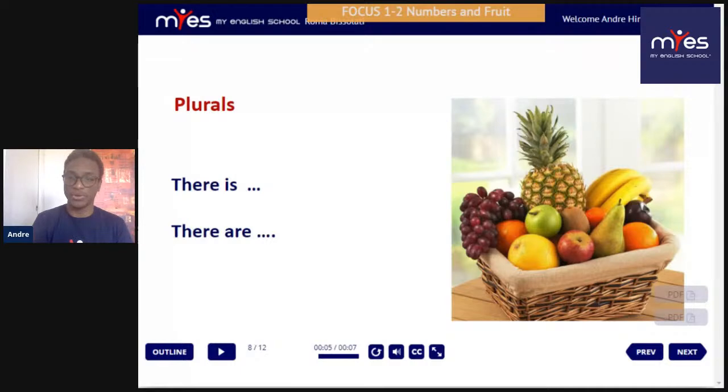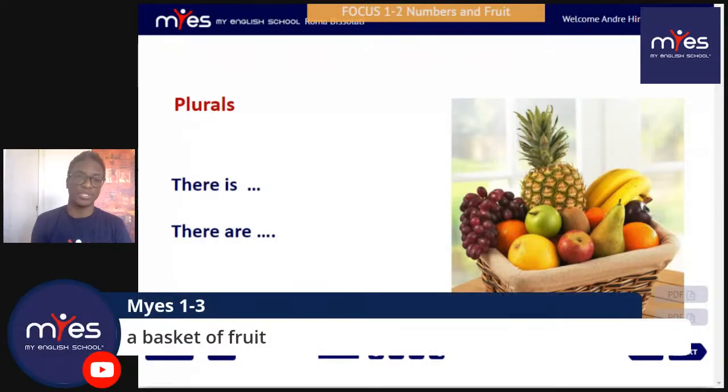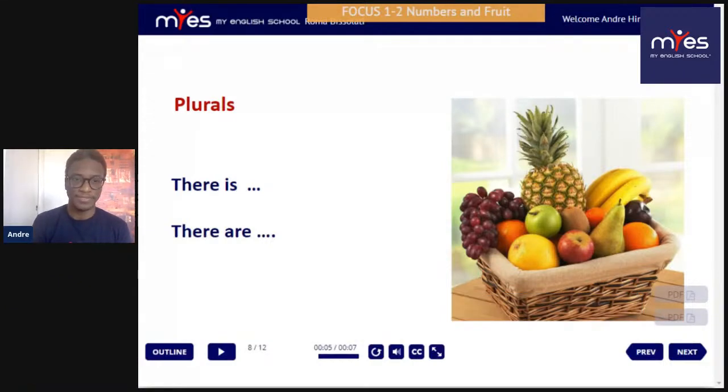Exactly. I'll type it for you. A basket of fruit. So we use the singular because it is one basket. So there is a basket of fruit. Great. So let's look at this basket of fruit and which fruit are in the basket. So we have, there is a pineapple. There is one pineapple. That big one with the green hair is a pineapple.